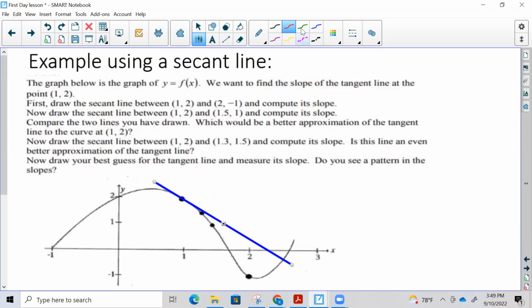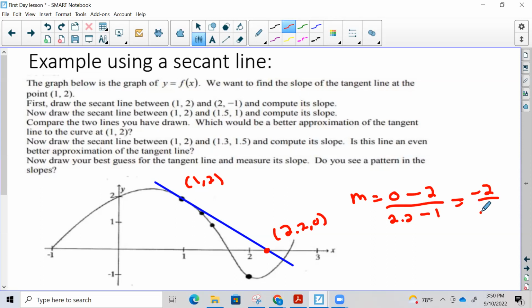Okay, so again, this is a little bit harder because we don't know the exact point, but if I just want to estimate the slope of the tangent line, I'm going to pick where it crosses the x-axis. We're going to say that's like 2.2 maybe, and then comma 0. And then this point again is (1, 2), and we're going to find the slope between those. So y2 is 0 minus y1, which is 2. And then x2 is 2.2 minus 1, and we get -2 over 1.2.